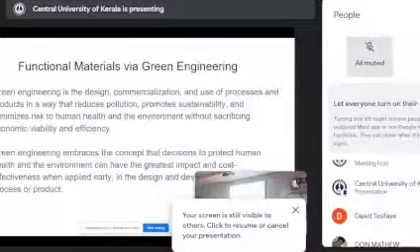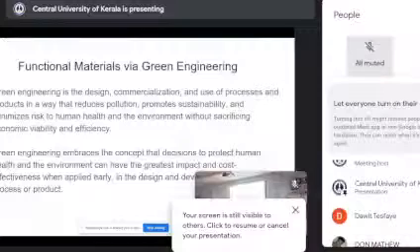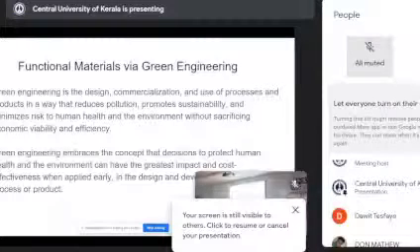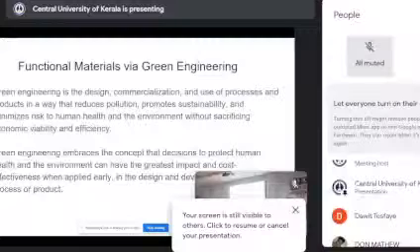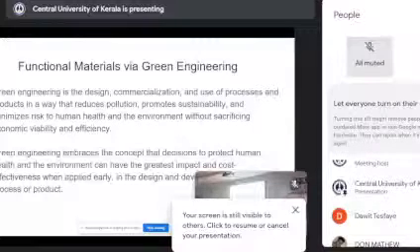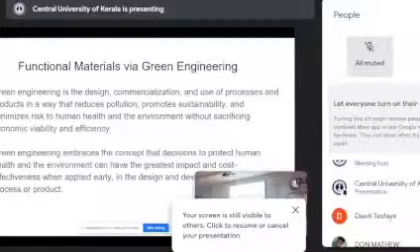Today I'm going to talk about functional materials synthesized by green engineering. Yesterday you heard about Professor Rajeev's talk about preparation of functional material by different engineering techniques. So I will mainly talk about how this functional material can be prepared and developed by green engineering techniques.